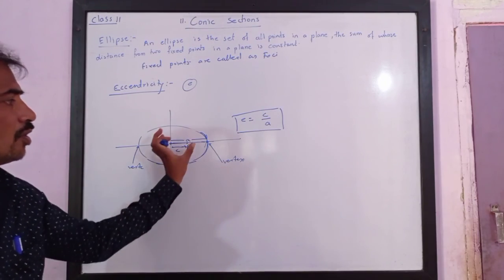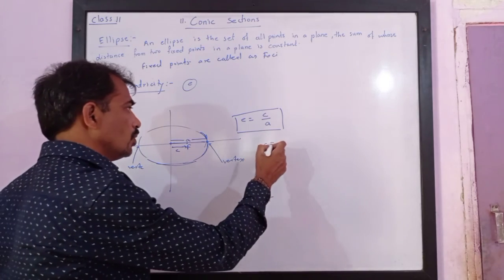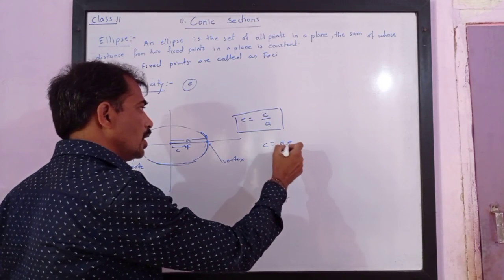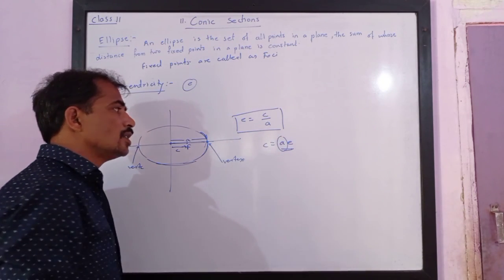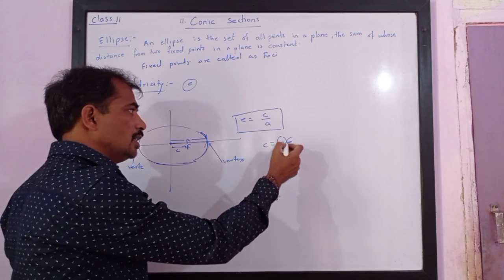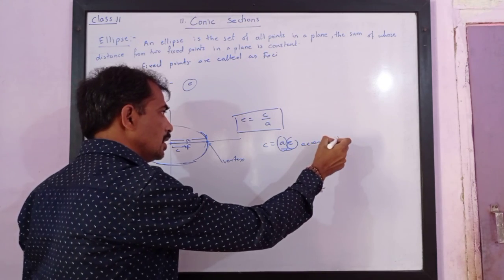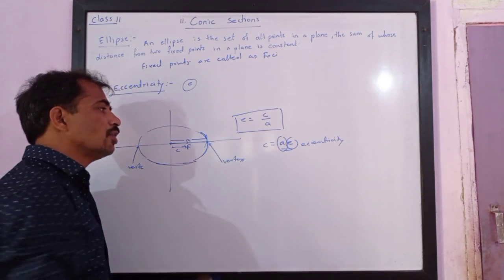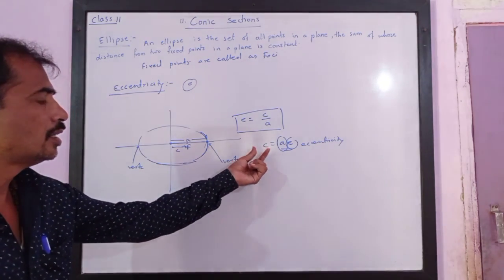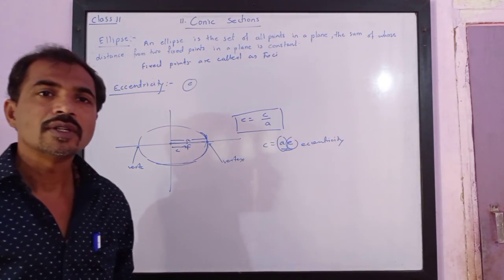So the distance of the focus C is equal to A into E, where A is the length of the semi-major axis and E is the eccentricity. So if you multiply the eccentricity by the length of the semi-major axis, we get the distance of the focus from the origin.